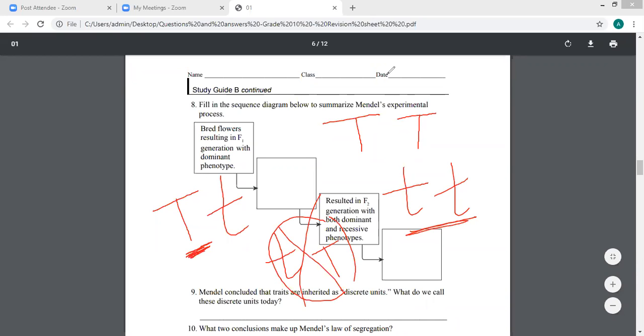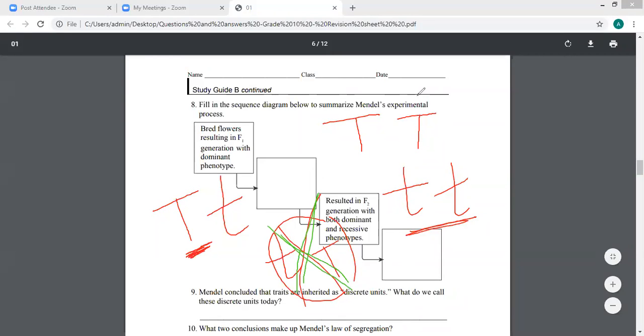Mister, didn't you say that when you start with T capital, it is dominant, so T small T capital starts with T small? No, the dominant appears first, so this genotype is wrong. It is T capital T small.